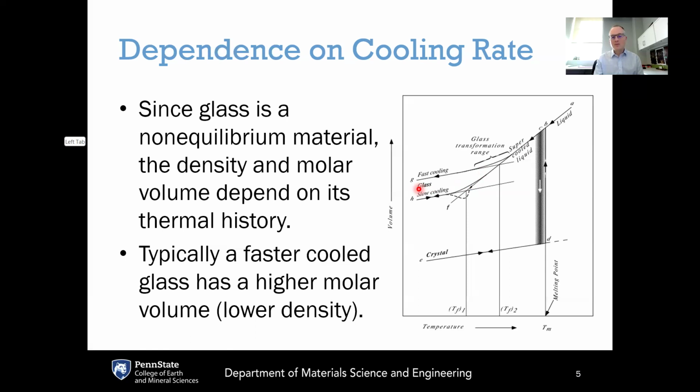So I just bring this up because when we're discussing density and molar volume, it's really not enough just to know the composition. You also need to know the thermal history. And it's also important, if you're plotting the compositional dependence of density or molar volume, that you do so with consistent thermal histories to make sure that that's not a complicating factor that is messing up the interpretation of your results.